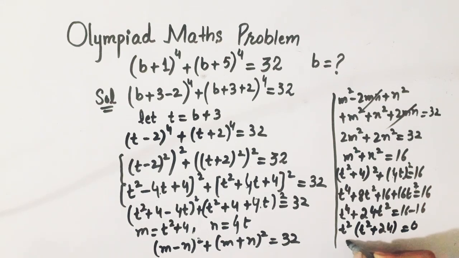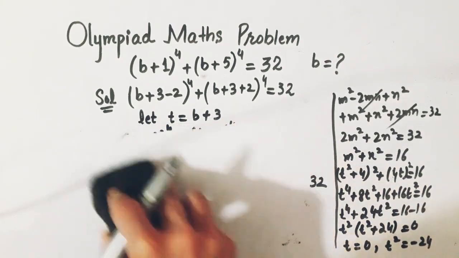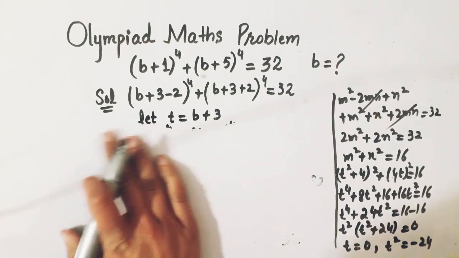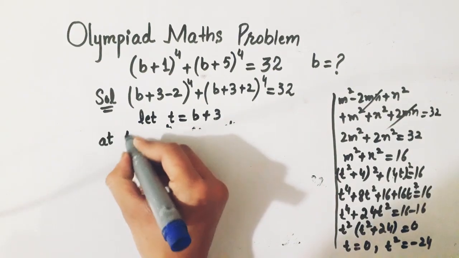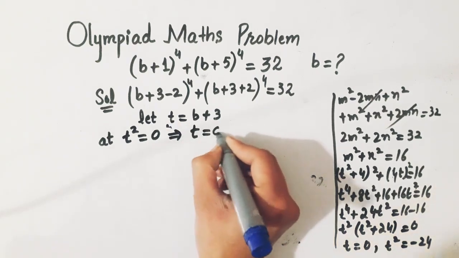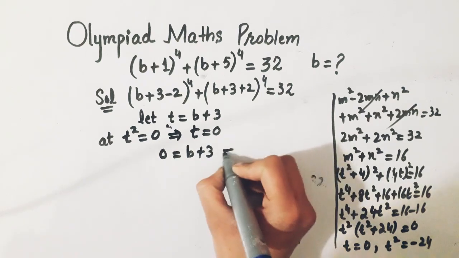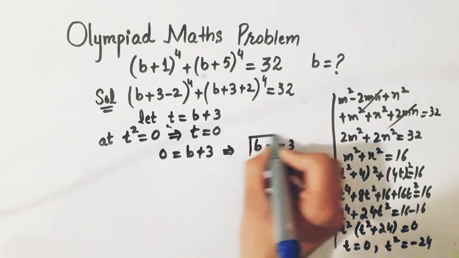We have two values: t^2 equals 0 and t^2 equals minus 12, which will be imaginary. Then we write the value of t, that was b plus 3, and you have to find the value of b. At t^2 equals 0, you get t equals 0. So 0 equals b plus 3, that means b equals minus 3.